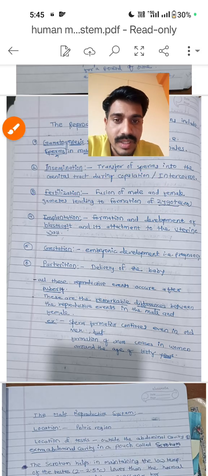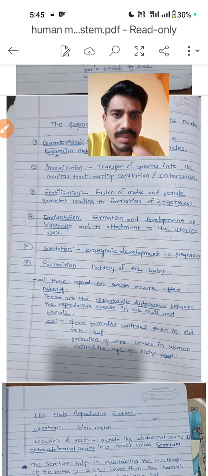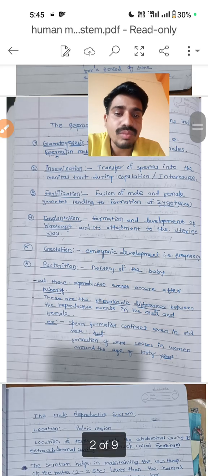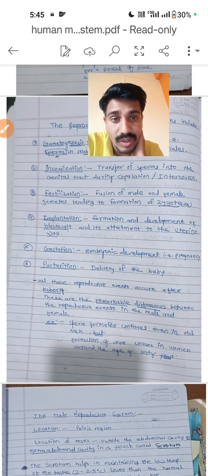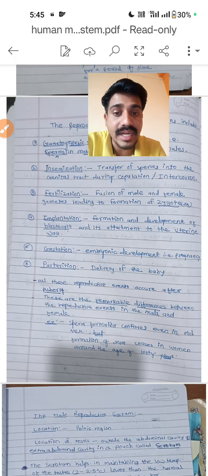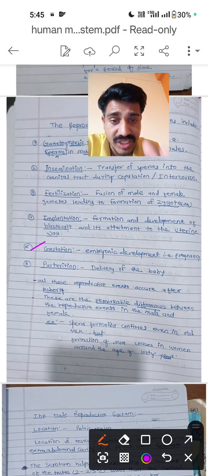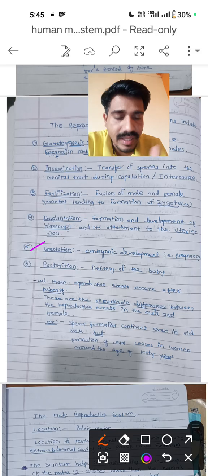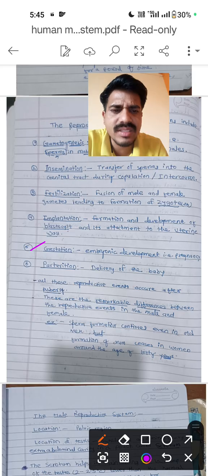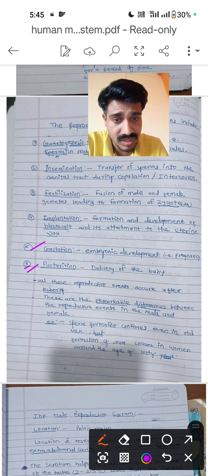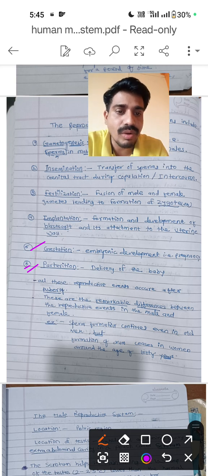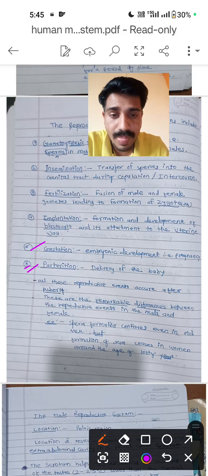Then the fourth event is implantation. Implantation means the attachment of the blastocyst to the inner uterine wall. The fifth event is gestation. In that phase there is embryonic development, and this period is also known as the pregnancy period. The last event is parturition, which means delivery of the baby outside the vagina or the body.